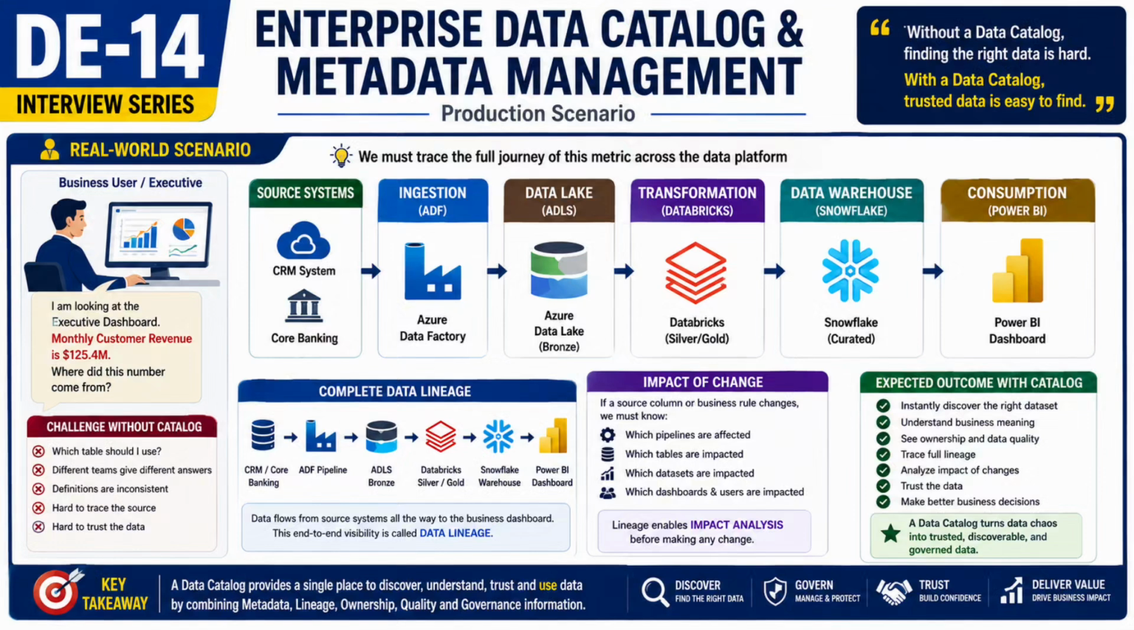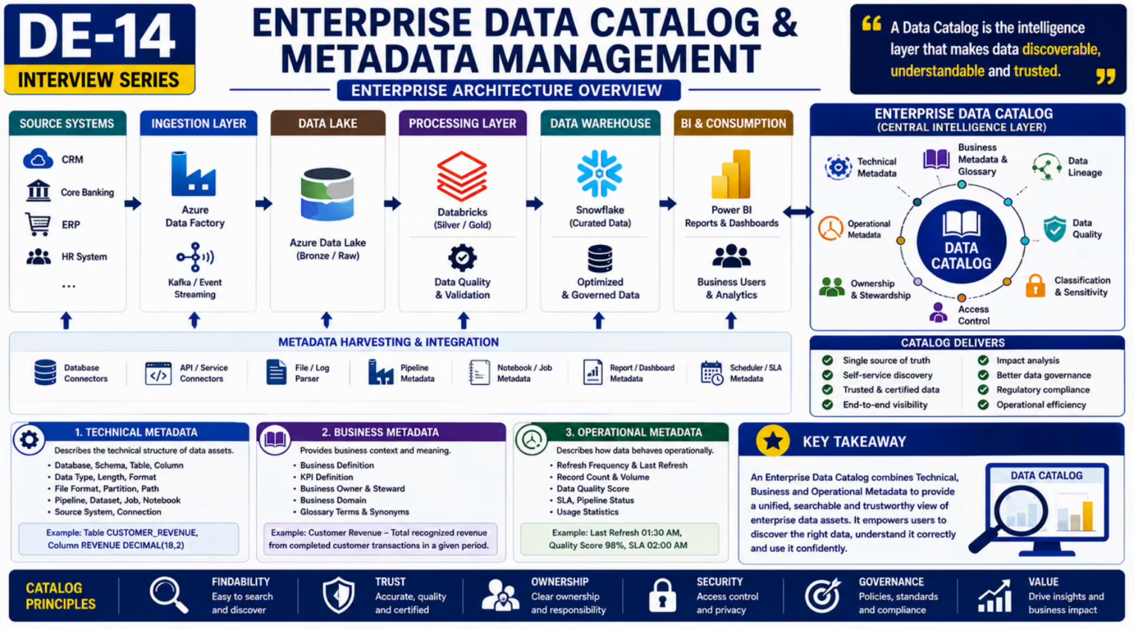Now let's look at where the data catalog fits into the enterprise architecture. So we might have CRM and core banking at the source layer, ADF and Kafka at the ingestion layer, then Azure Data Lake as our storage layer. Then Databricks for processing, Snowflake for curated warehouse data, and Power BI for consumption.